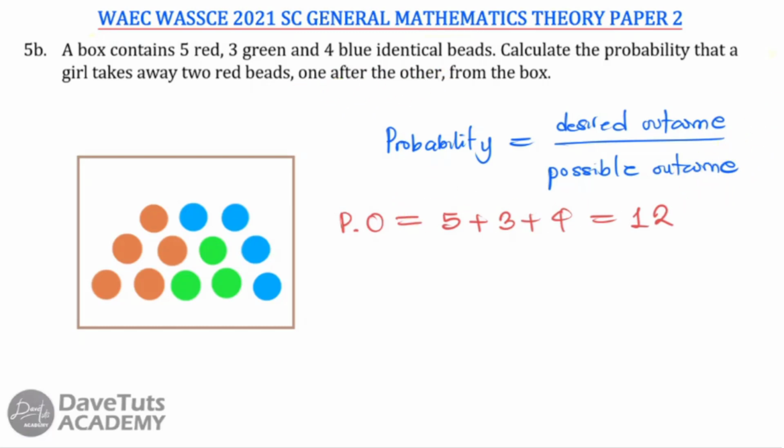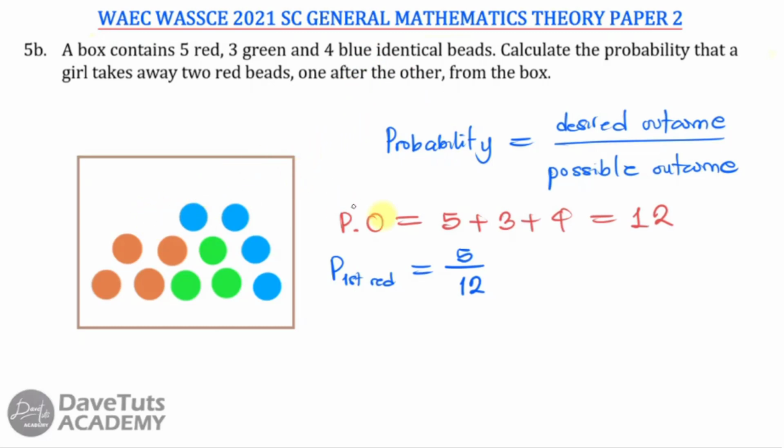That means we need to look at the probability of picking a first red ball, and how many red balls do we have here? 1, 2, 3, 4, 5. So we have 5 over 12. Okay, and then we are told one after the other, meaning that after taking out that first red ball, this is out already.